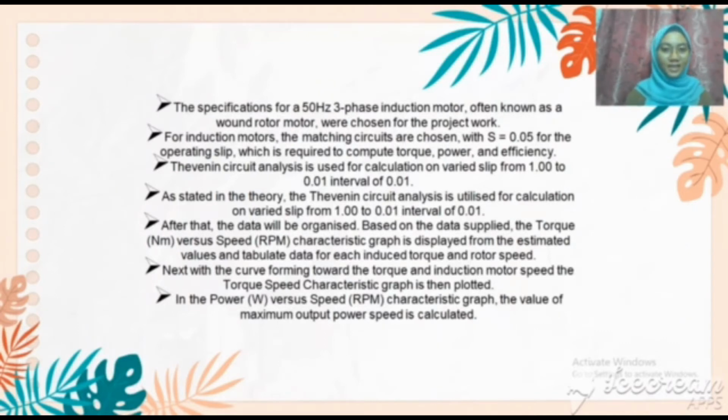Based on the data supplied, the torque versus speed characteristic graph is displayed from estimated value and tabulated data for each induced torque and rotor speed. Next, with the curve forming towards the torque and induction motor speed, the torque speed characteristic graph is then plotted. Lastly, in the power versus speed characteristic graph, the value of maximum output power speed is calculated.